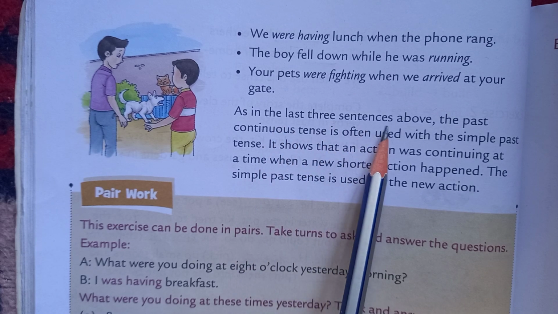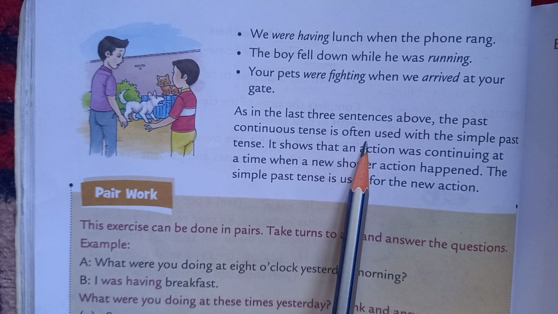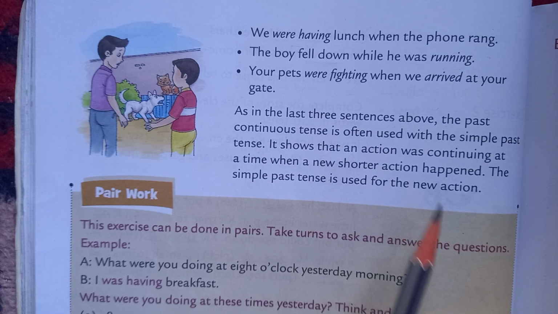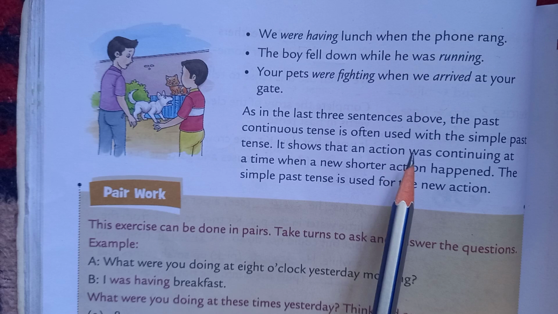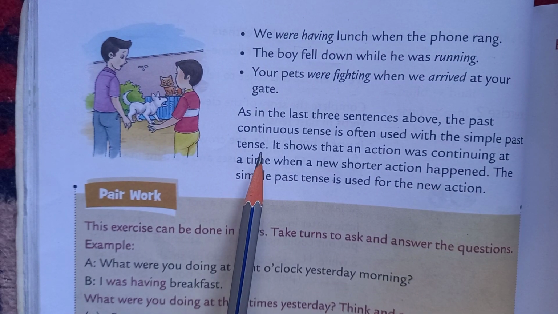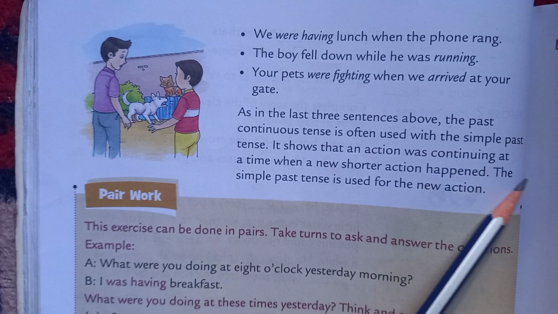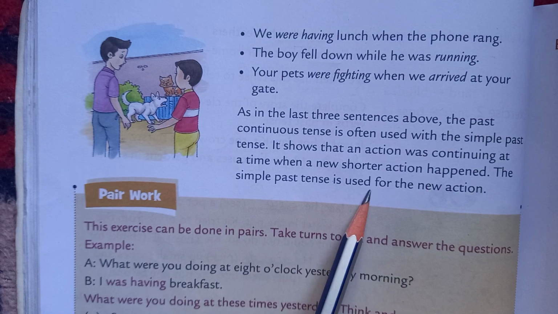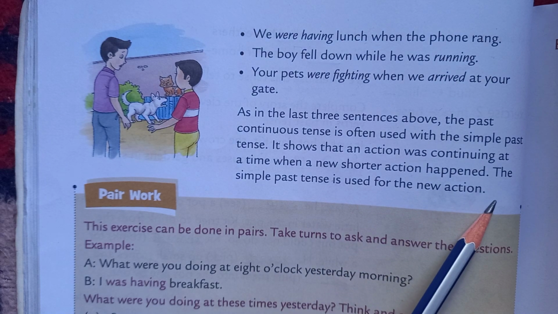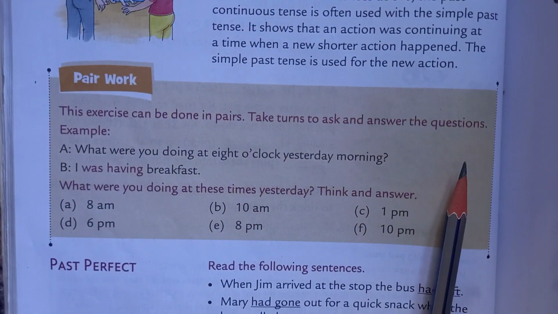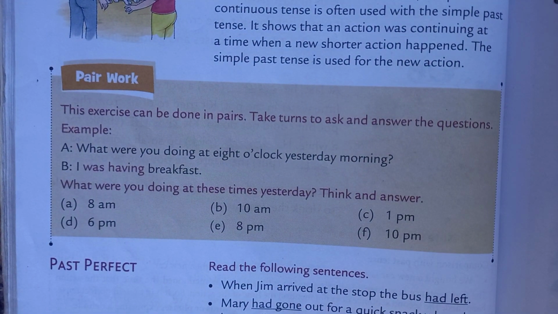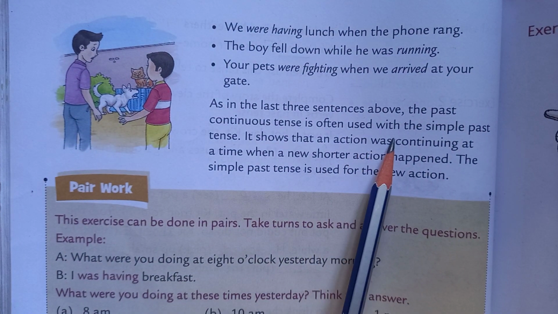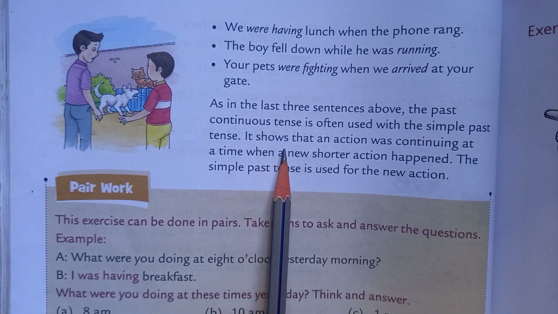As in the last three sentences above, the past continuous tense is often used with the simple past tense. It shows that an action was continuing at a time when a new shorter action happened. The simple past tense is used for the new action. Now see, so here it is saying that the past continuous tense is often used with the simple past tense. Okay.